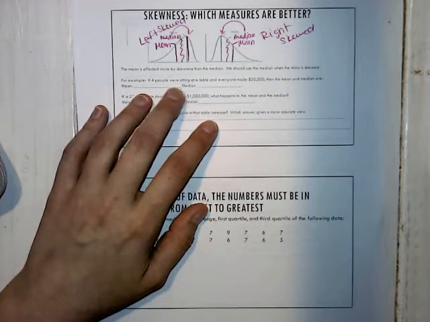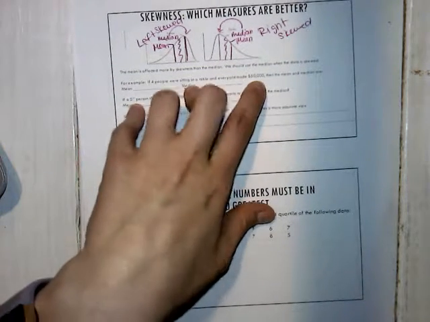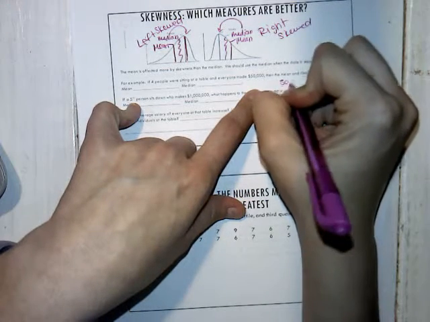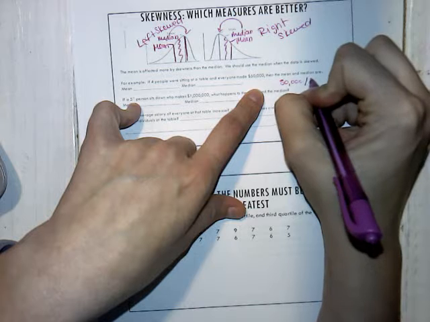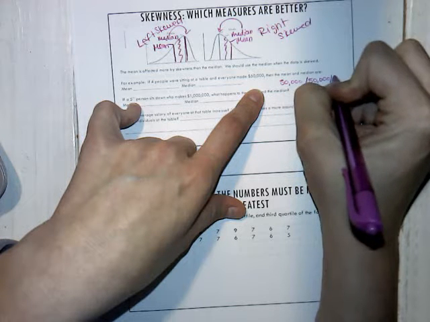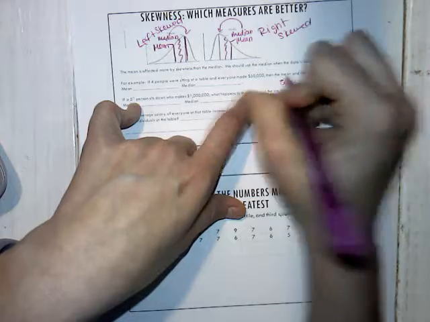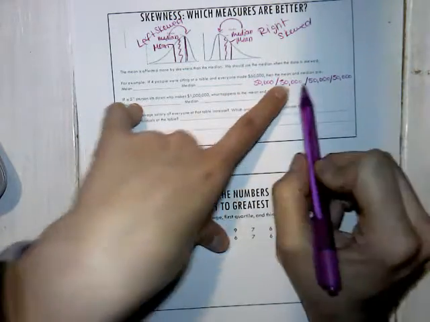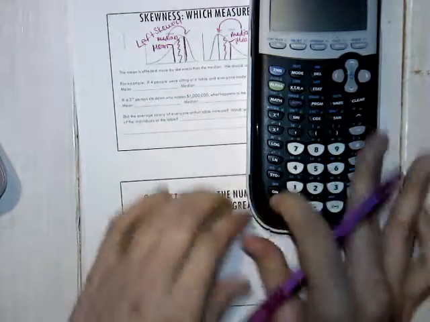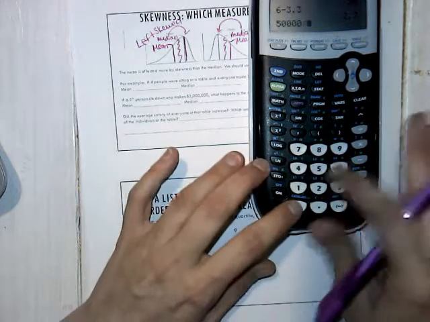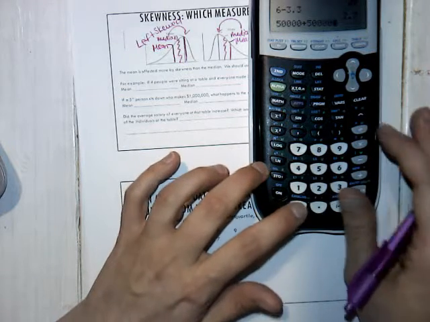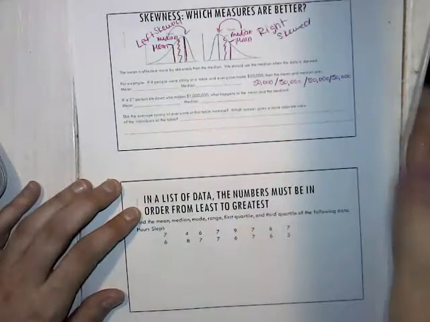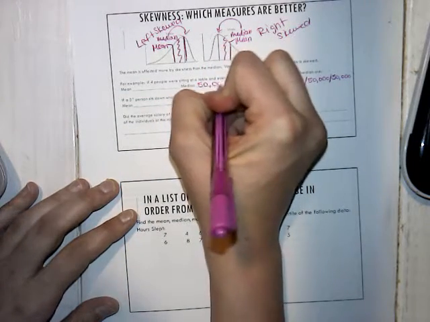For example, if 4 people are sitting at a table and everyone made $50,000, then the mean and median are both what? Well, if there are 4 people, that's 50,000, 50,000, 50,000, and 50,000. So they're all the same number. So the median is in the middle here. If I do 50,000 plus 50,000 and divide that by 2, I still get 50,000. So my median, or my middle number, is still 50,000.